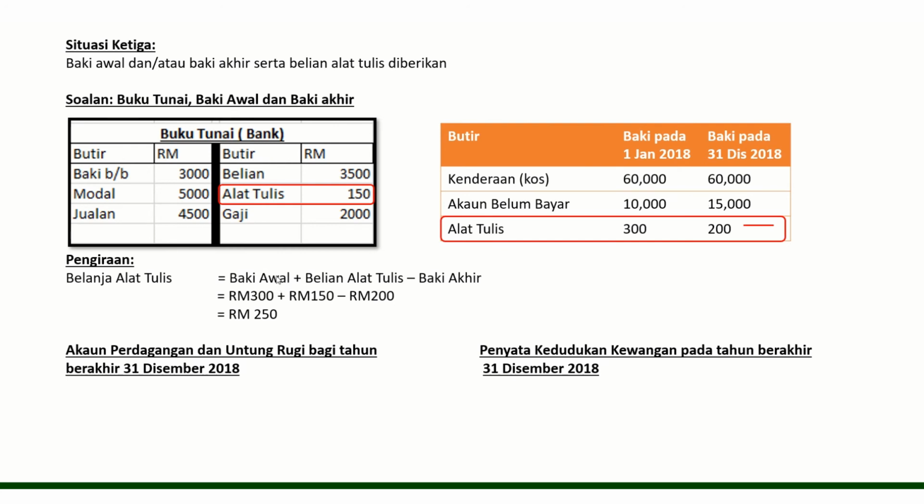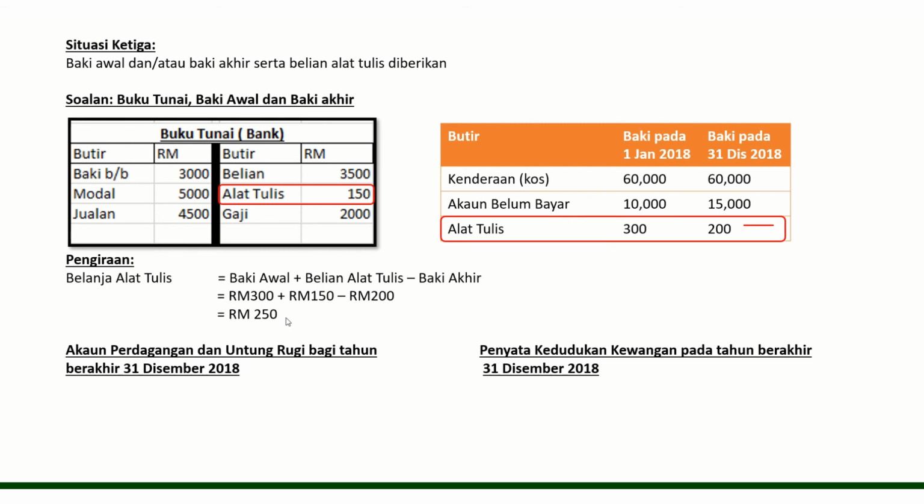So you take your baki awal, which is your 300 ringgit, and then you plus with your belian because you did buy, right? You bought extra alat tulis. So you add with the extra alat tulis that you bought, 150. And then you minus the 200 because this 200 you didn't use finish, correct or not? So you have to minus this 200. And what do you get? You get 250. So 250 is the amount of alat tulis that you have used in that tempoh perakaunan.